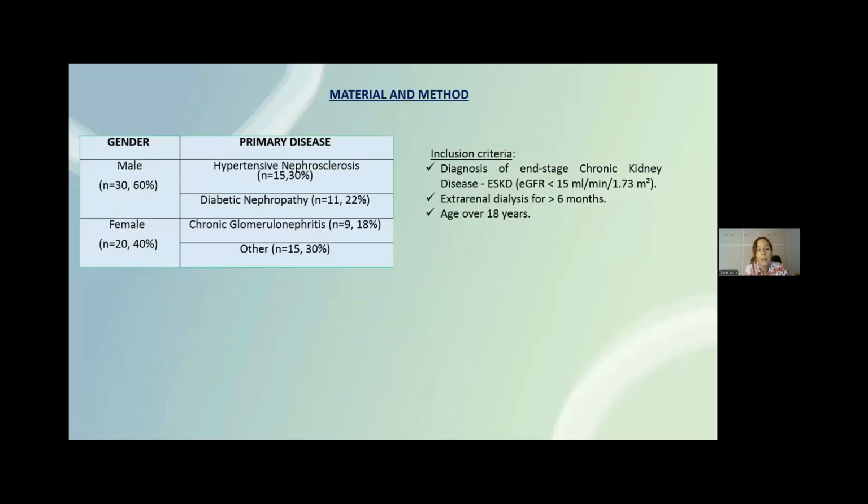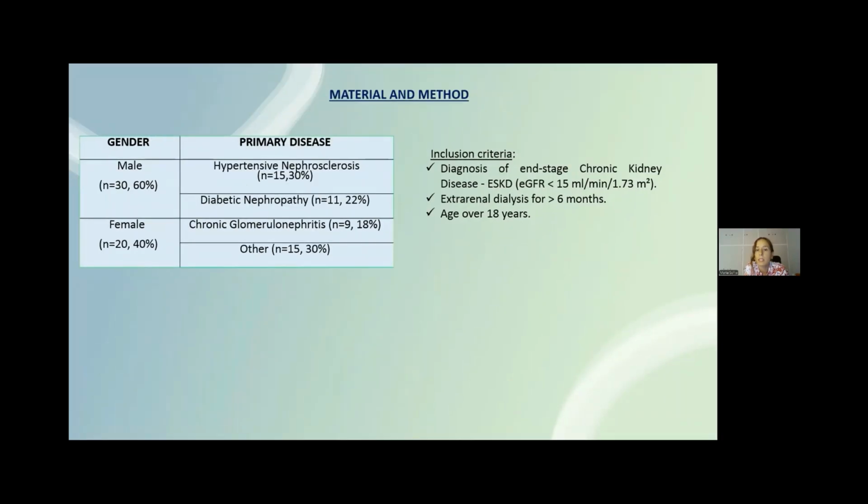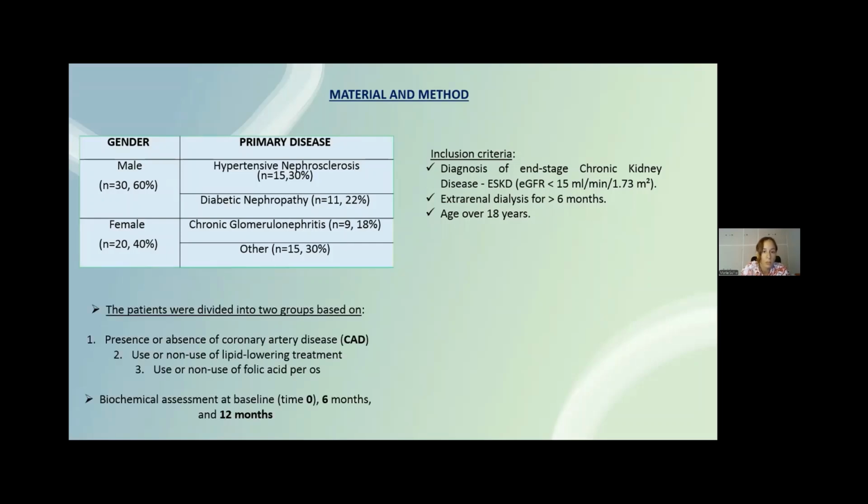So in our study, 50 patients were included, 30 male and 20 female, with main underlying diseases hypertensive nephrosclerosis and diabetic nephropathy. They all had end-stage chronic kidney disease on hemodialysis for more than 6 months, and all of them were over 18 years old.